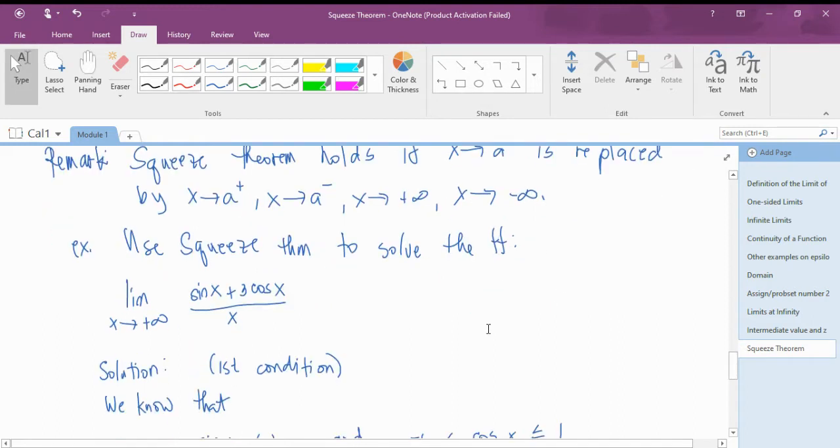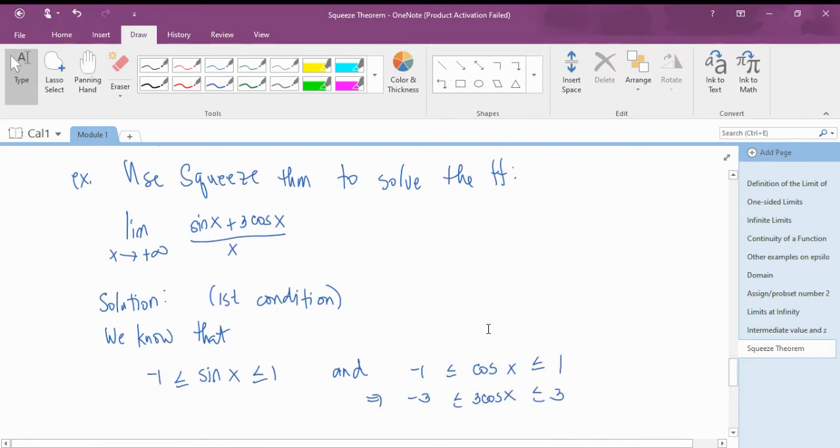Okay. Tingnan natin yung next example. Use squeeze theorem to solve the following. So, limit ng sine x plus 3 cosine x all over x as x approaches positive infinity. So, again, kapag gagamit tayo ng squeeze theorem, kailangan nating masatisfy yung dalawang conditions.